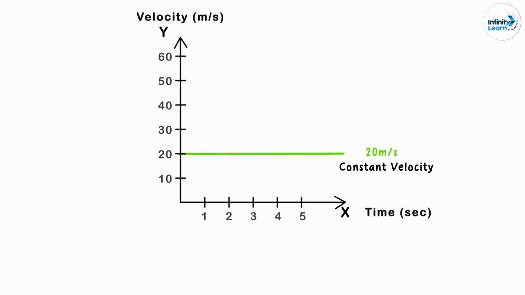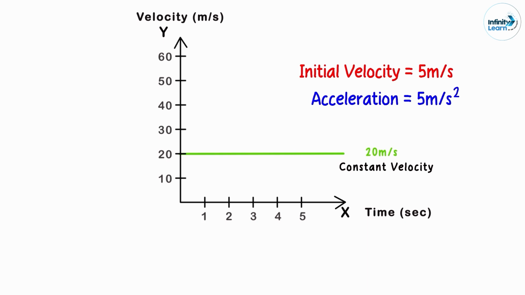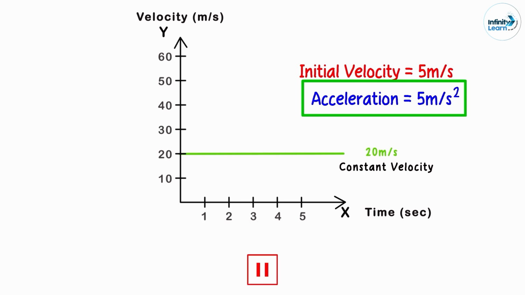What I want you to try now is to chart a graph of a car which, from the moment it was at a velocity of 5 meters per second and accelerates at 5 meters per second squared, starts at 5 meters per second and accelerates at 5 meters per second squared.